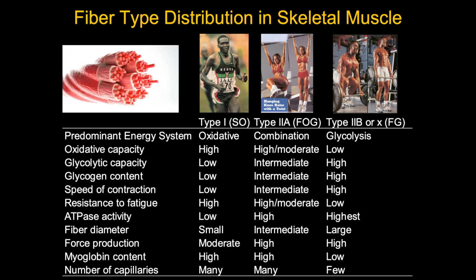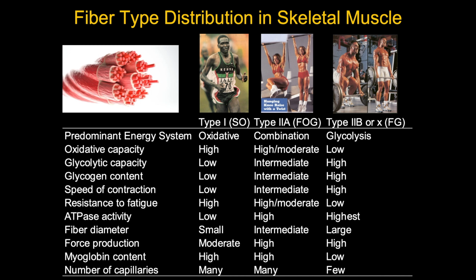The first on the list is predominant energy system. Does the muscle fiber use predominantly oxidative metabolism or glycolytic, or a combination of the two? What's the oxidative capacity of the muscle fiber? Is it more oxidative, less oxidative? What about the glycolytic activity? How much glycogen can that muscle fiber store? How fast can the muscle fiber contract? Is the fiber resistant to fatigue? What's the ATPase activity like?